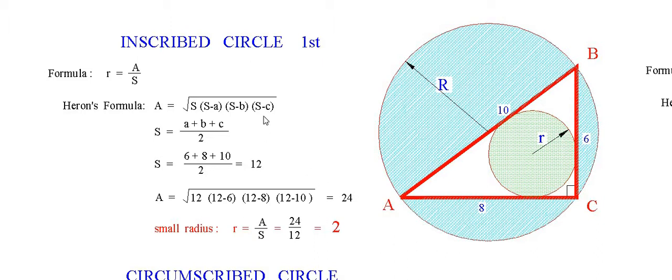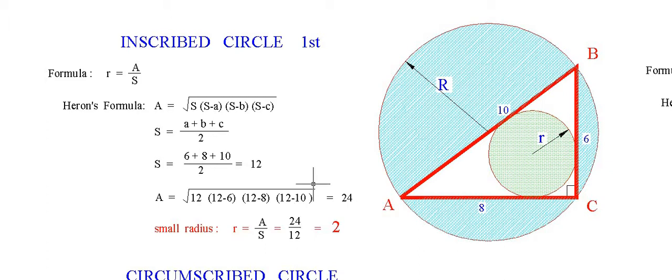By Heron's formula, s is 12, then s minus 6, s minus 8, s minus 10, then square root of that, and the area is 24. Then solving for the small radius, r is equal to the area over s, or area 24 divided by s of 12, or the radius is 2. Okay, simple as that.